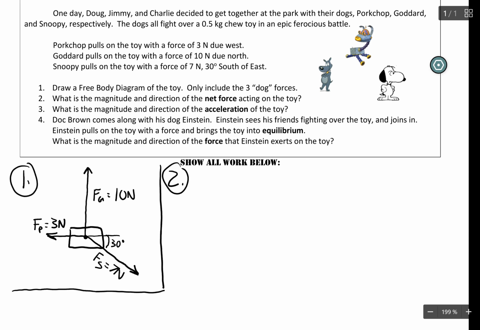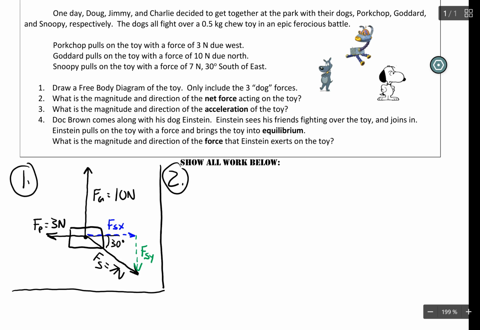We want to try to make all the forces going in either the x direction or the y direction, because this force is going in the x, this is going in the y, and this is going in a combination of the 2. So we have to break this up into x and y components. This is Fy. Really, we should call it not just Fy, this is Fsy. And this guy is the force of Snoopy in the x direction, Fsx.